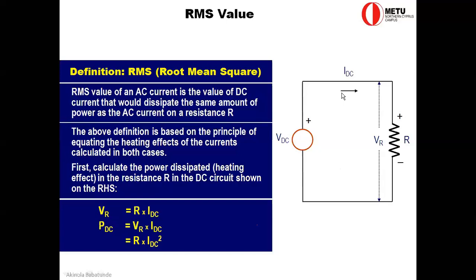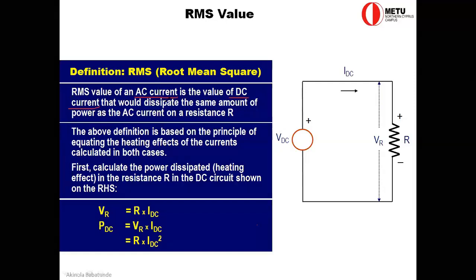Let's briefly talk about RMS values. RMS means root mean square. The root mean square value of an AC current is the value of DC current that will dissipate the same amount of power as AC current on a resistor.